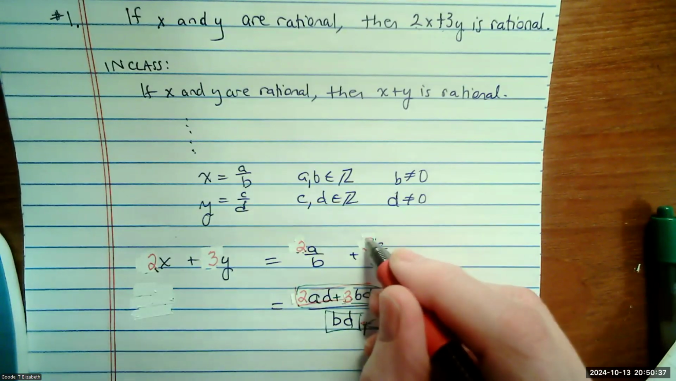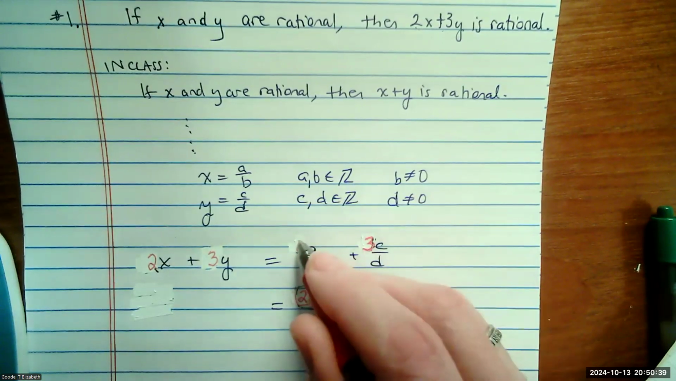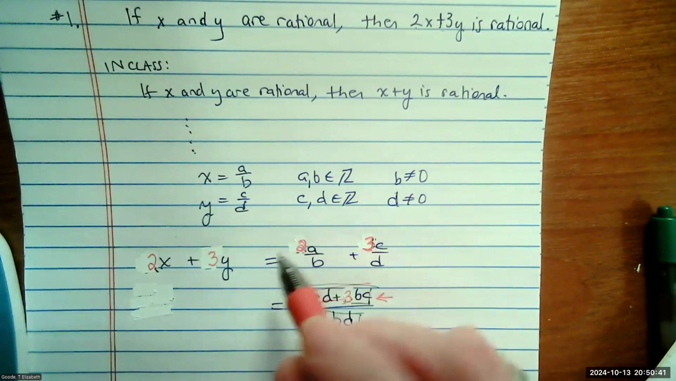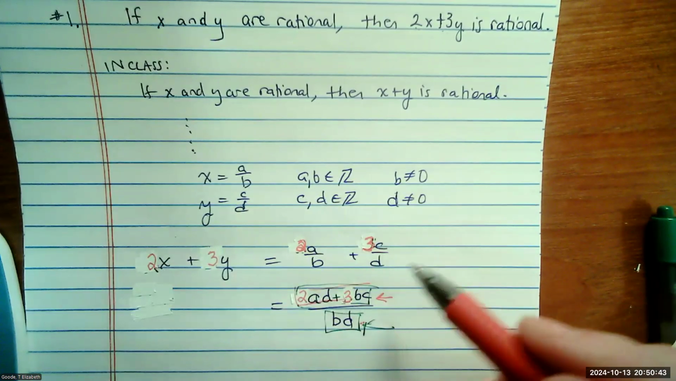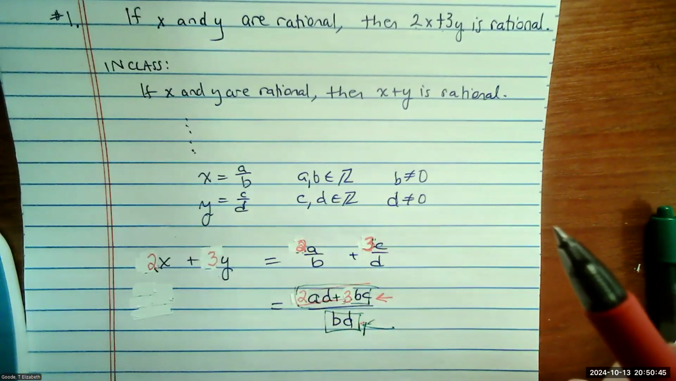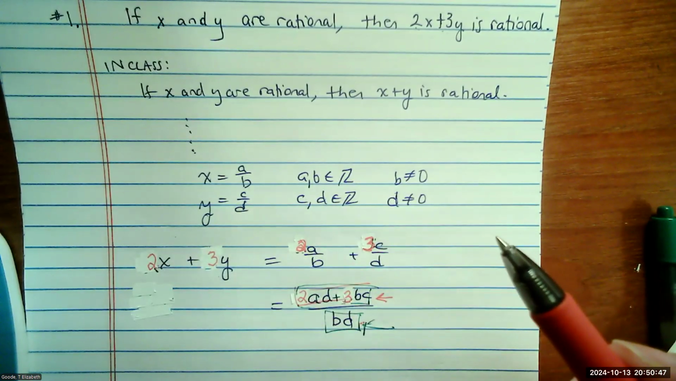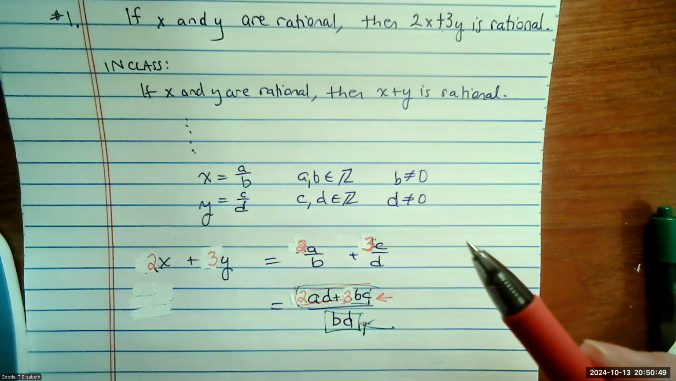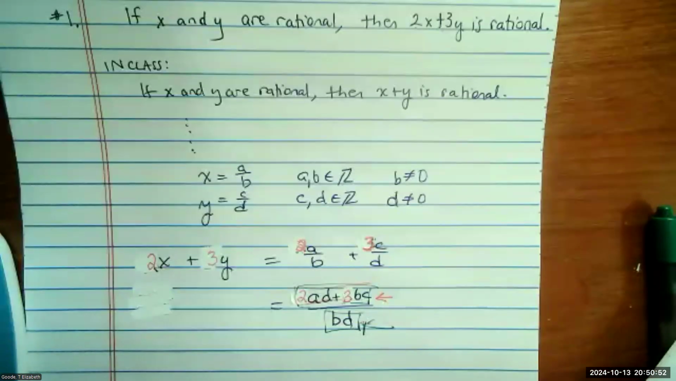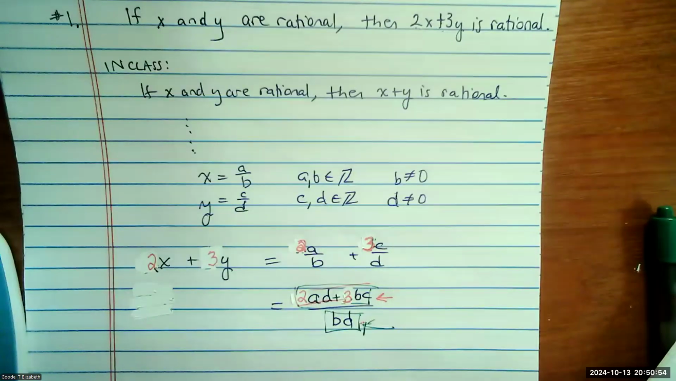So it's a lot like what we did in class. It just has these extra factors of 2 because it's 2X and 3 because it's 3Y. That's all. Okay. Does that make sense? Yeah. Anything else?